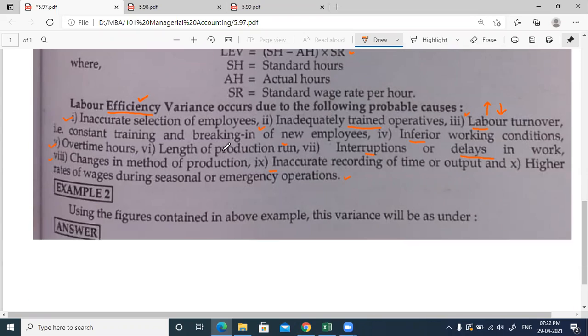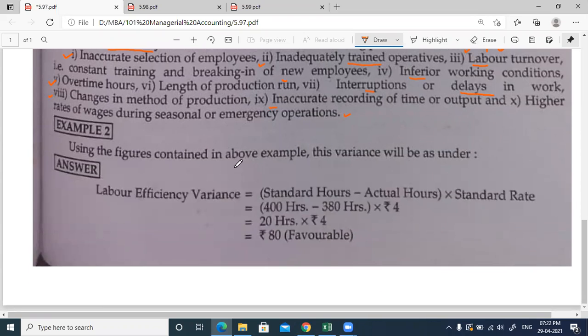Let's go for the second example problem. In the problem above, they have calculated the labor efficiency.